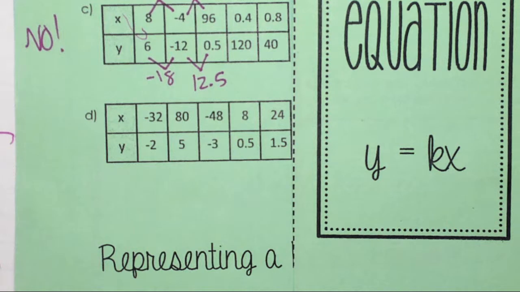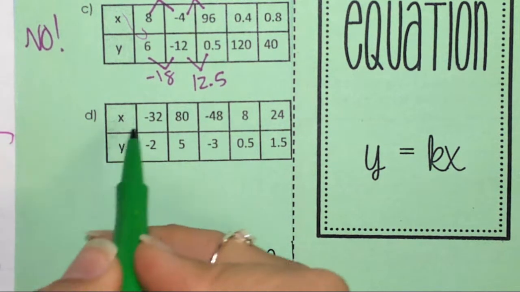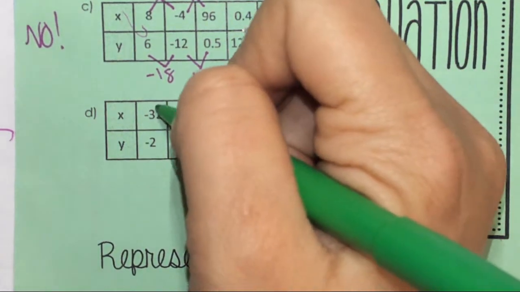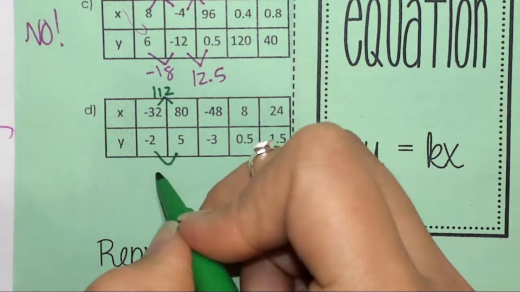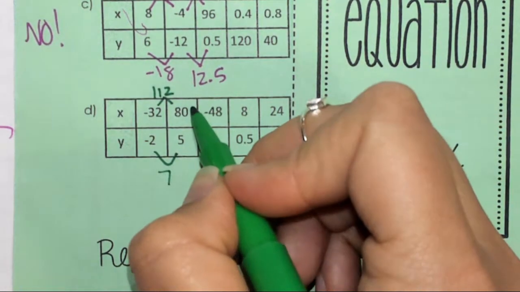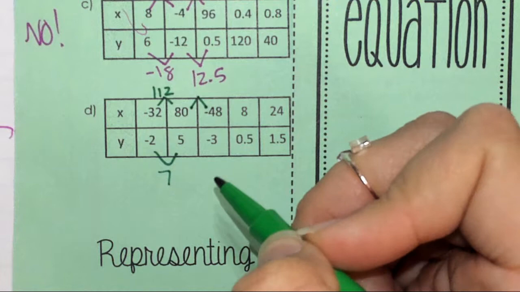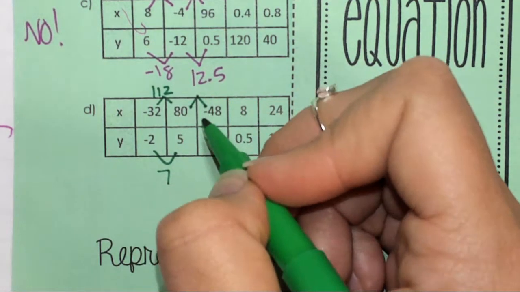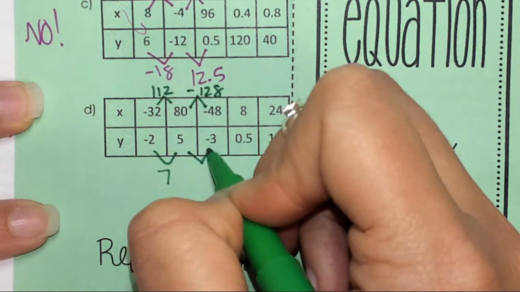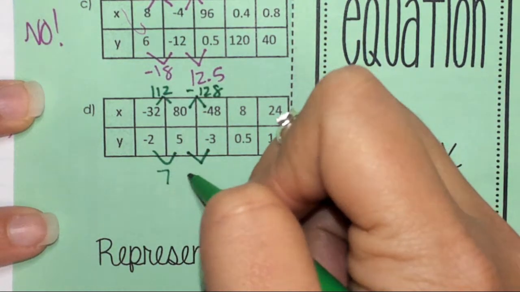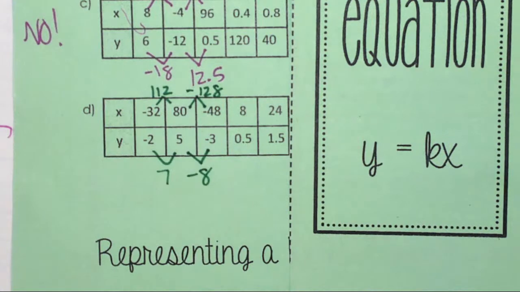You're welcome. Okay, so let's go from negative 32 to 80. What did you get? 112. Okay, what about negative 2 to 5? 7. Okay, what about 80 to negative 48? Negative what, baby? Negative 128. And what about 5 to negative 3? Negative 8. Alright, divide those two numbers.